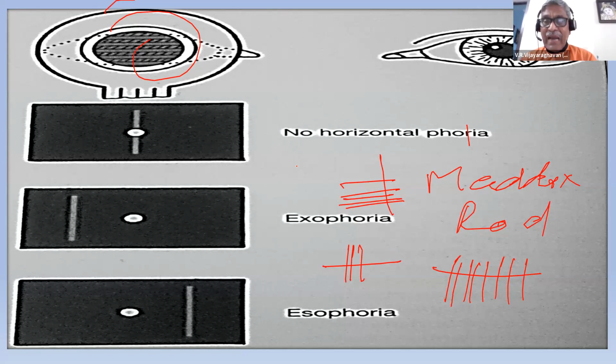Now what I will do, not only the Maddox rod alone do you have to use. You need one more thing called a tangent scale. What is tangent scale of this?